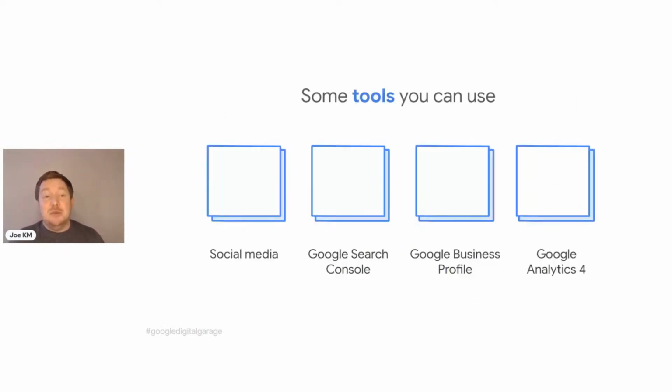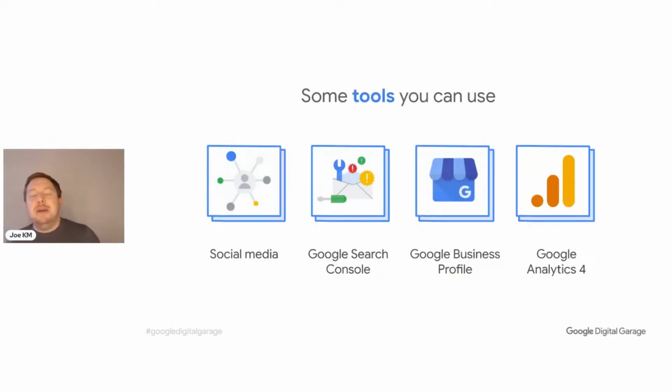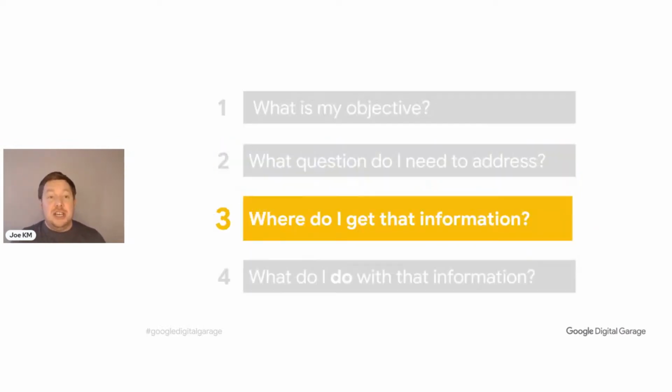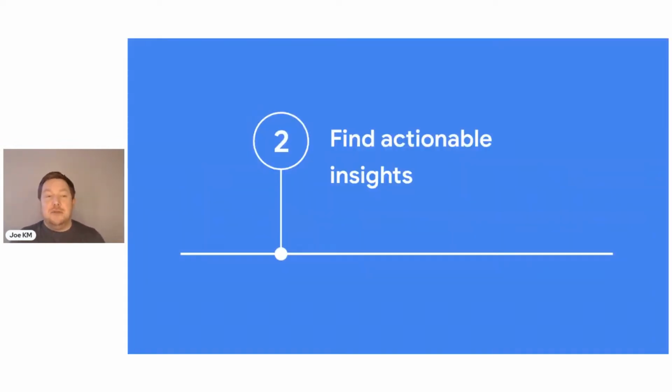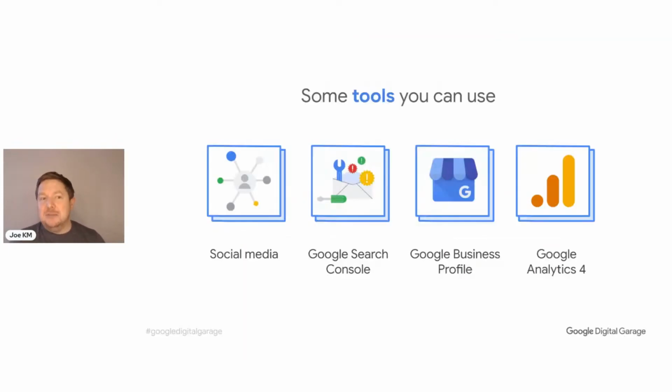So essentially, when we're doing this, we need to consider which platforms I can use to get that information from. How can I find these actionable insights? So the first one we're going to have a look at is social media. When we have a look at social media, there's many different areas of this that we can use as a platform to drive some of these answers.